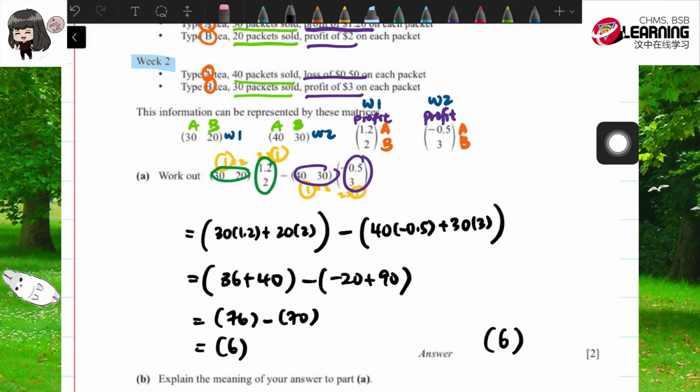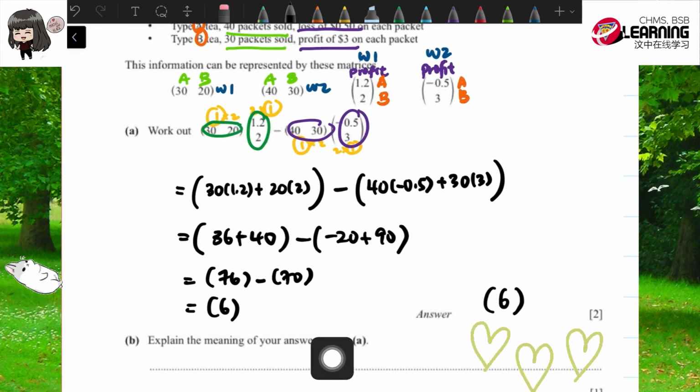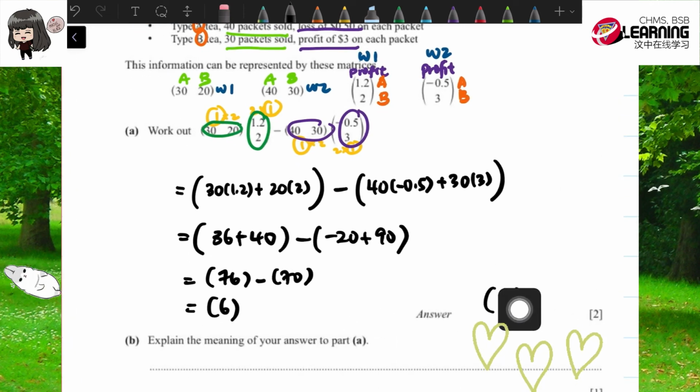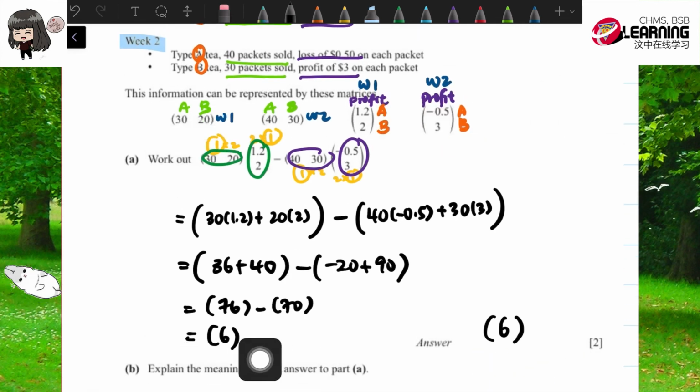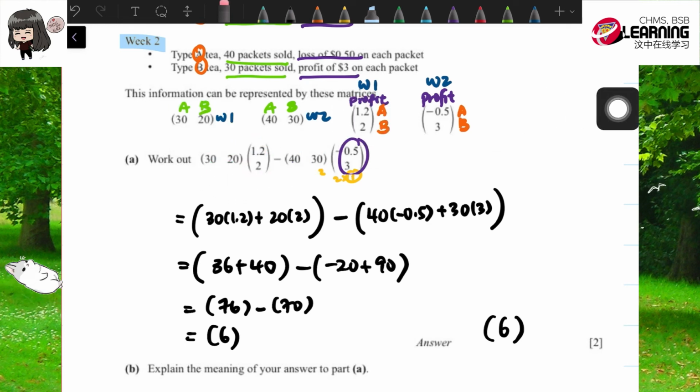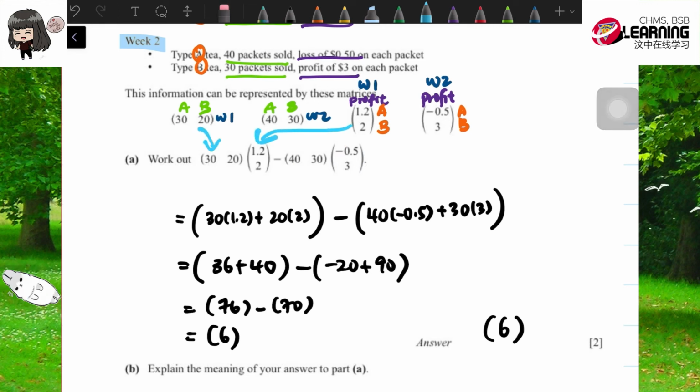Okay. So explain the meaning of your answer to part A. Okay, actually what is this 6? Okay, let's look back at this. What are you actually looking at? Okay, since I already labelled, right, it's easier for me to explain part B now. Okay, part B, what we are actually doing here is we multiply this with this, okay, these two, which come from here and here.